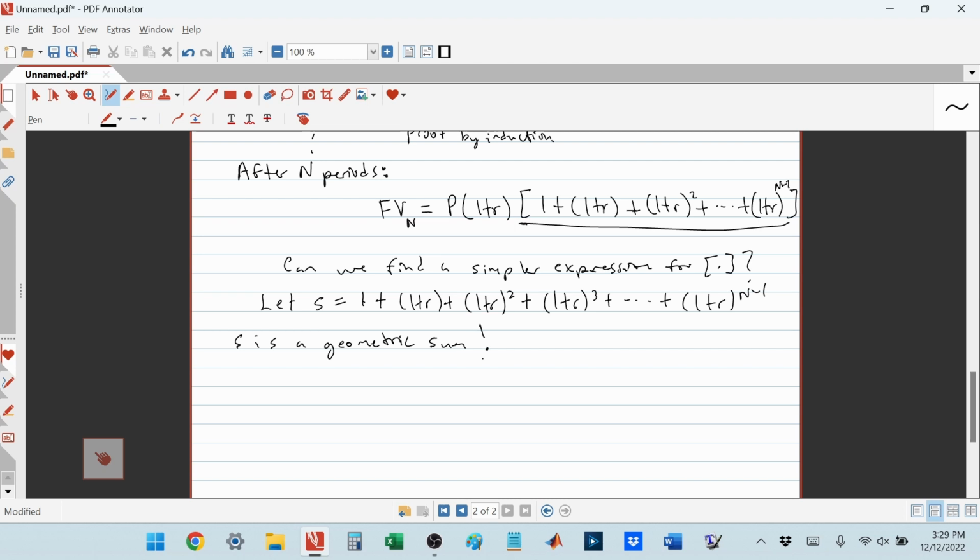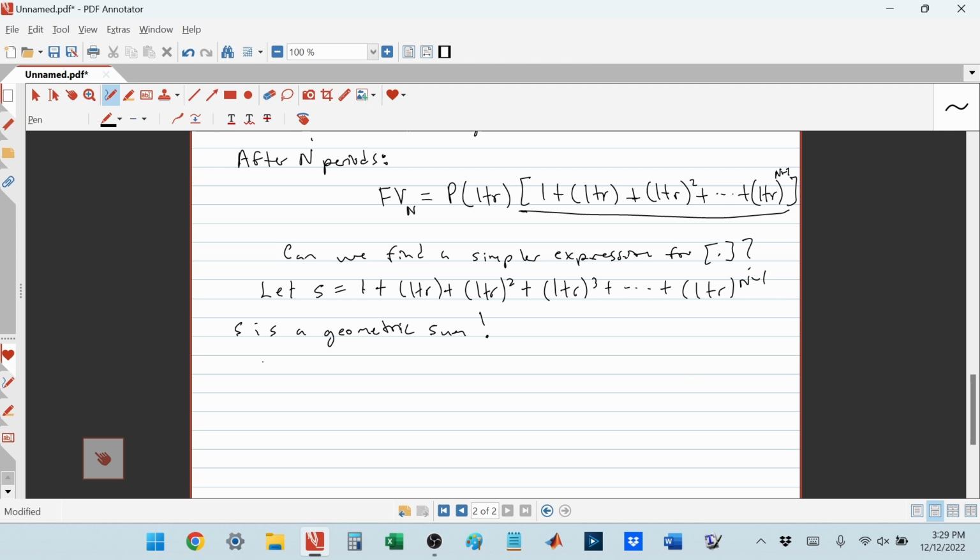And there's a trick that's been known for a long time in mathematics. We can express S more simply if S is a geometric sum, which it is. And the way to do it is multiply S by 1 plus R, and then subtract S. What do you get?